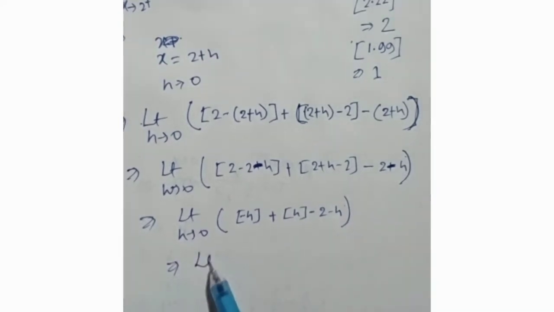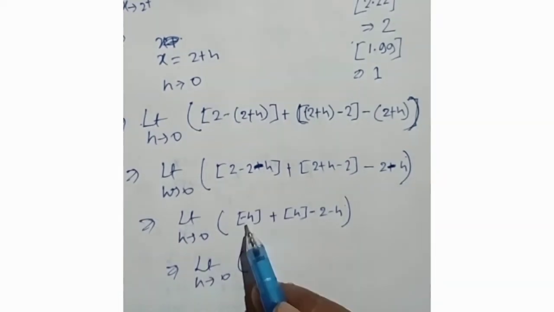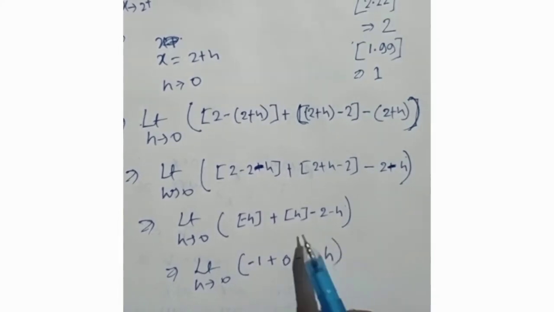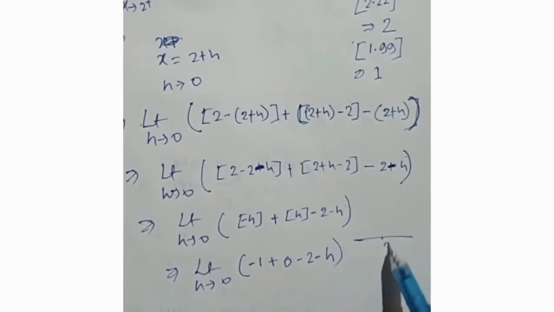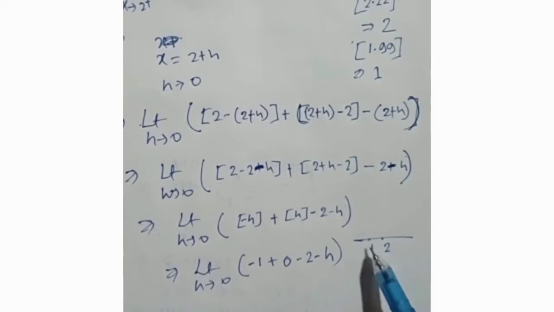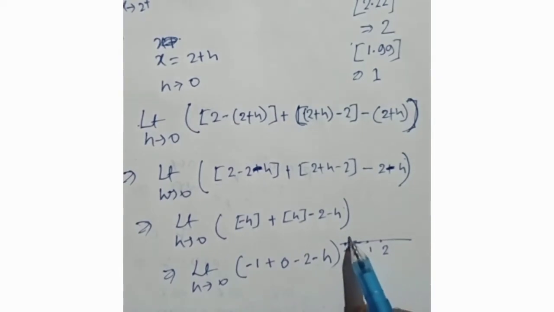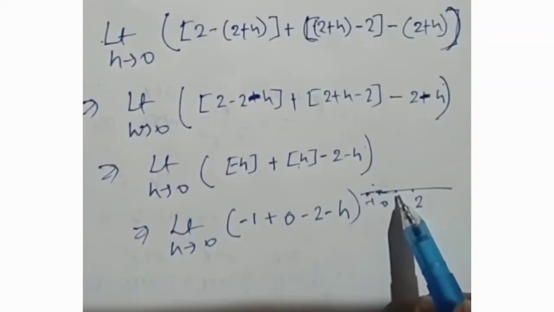So next line will be limit h tends to 0. The value of this [−h] will actually be minus 1, plus this value will be 0, minus 2 minus h. How? Because suppose this is 2, this is 1, this is 0, and this is minus 1. For minus h, the value will lie down here, and definitely it is the greatest integer not greater than it, and for [h] it will be simply 0, because h will be lying here, and definitely it will not be 1 because it should not be greater than 1.